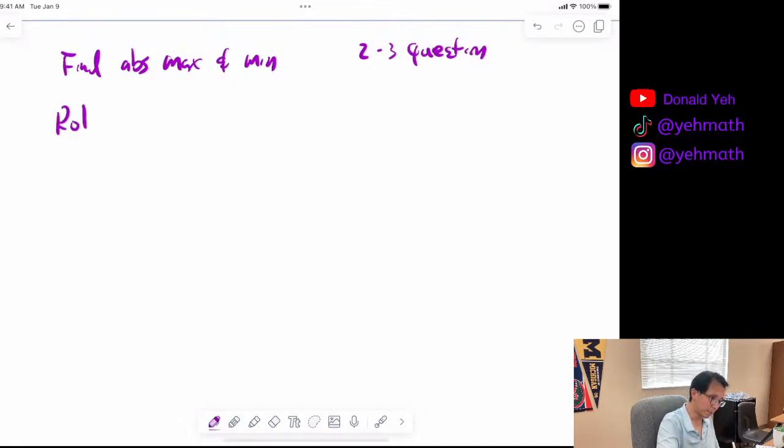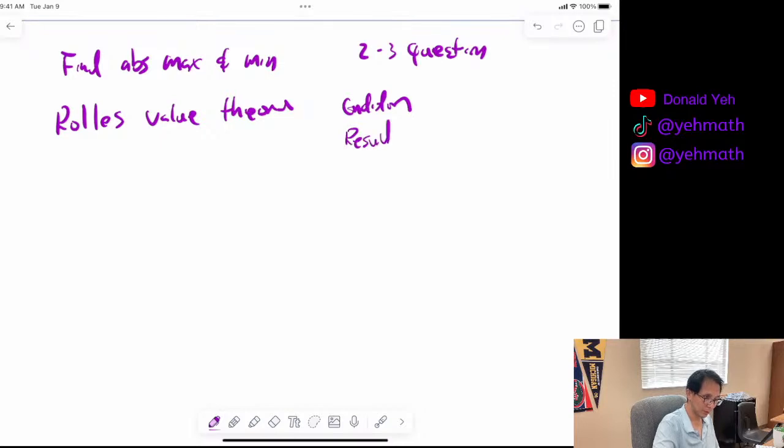You are for sure going to have Rolle's value theorem, which means you have to know the conditions. There are 3 conditions and a result. And you have to be able to do the mean value theorem, which has conditions. There's only 2 conditions here. The result is f prime of c equals f of b minus f of a over b minus a. You don't have to draw it again.